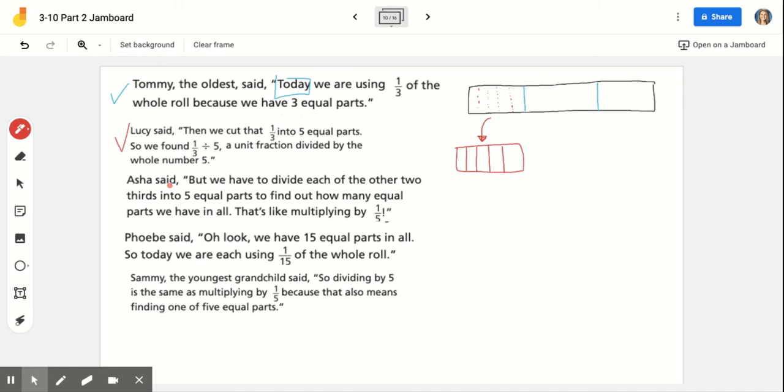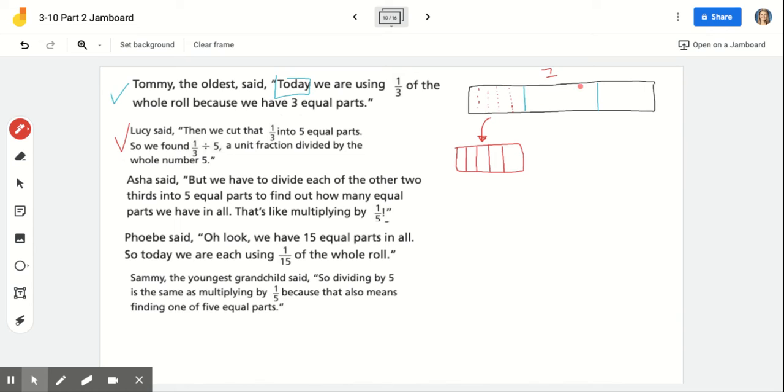Asha said, but we have to divide each of the other 2/3 into 5 equal parts to find out how many equal parts we have in all. That's like multiplying by 1/5. Yep, we've done this before and with multiplication. Whatever we do with one part of our whole, we have to do to the others because we're finding equal parts here. So since we've already split our third into fifths, we also have to do the same. And that makes sense to go along with the situation.